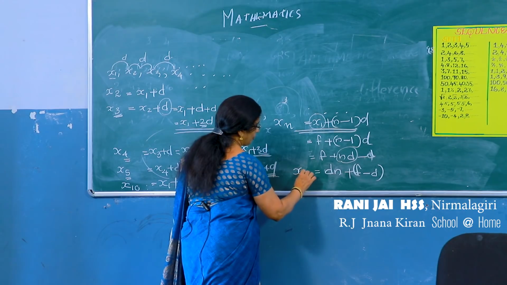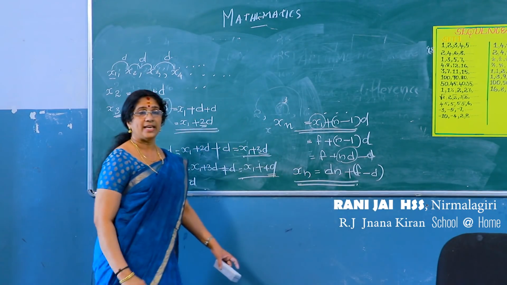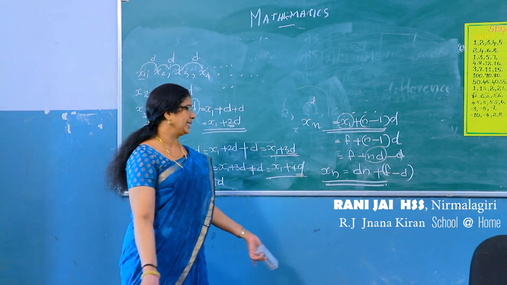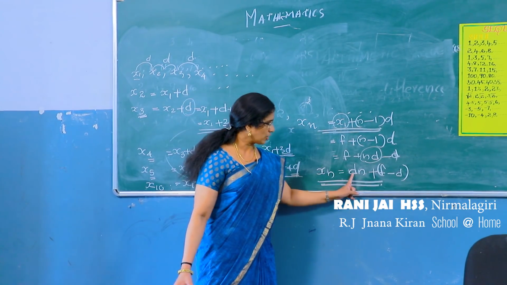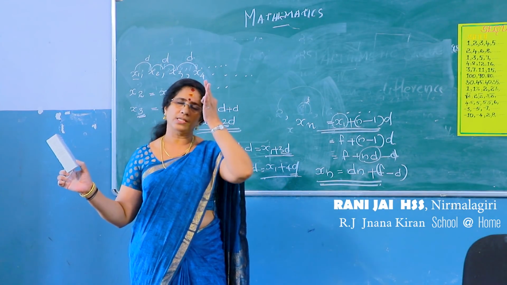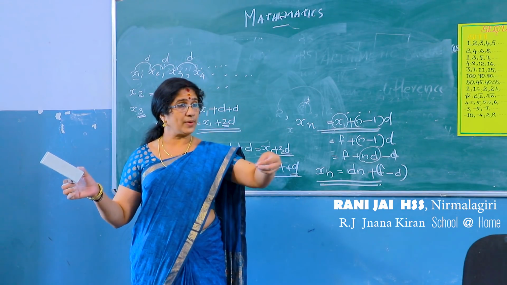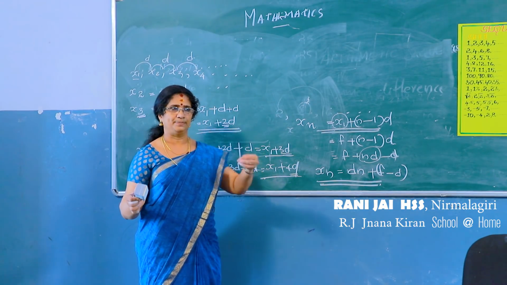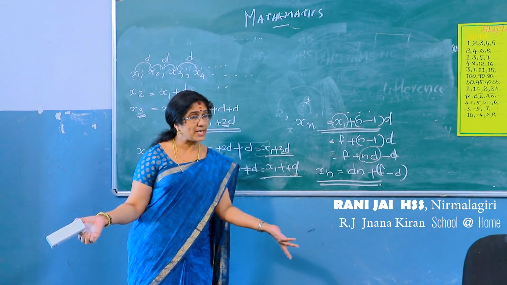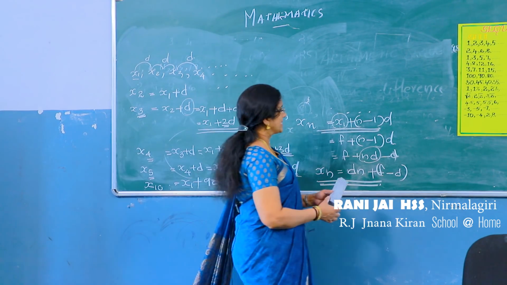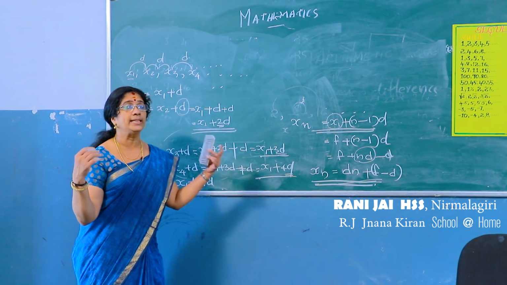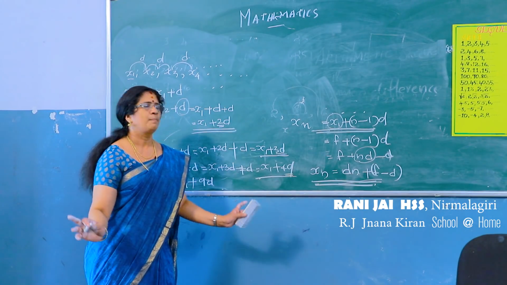Okay children, this is the formula that you have to study to find the nth term of an arithmetic sequence. Very simple, study it now itself. xn is equal to dn plus f minus d, where d is the common difference and f is the first term. Only the first term and common difference are needed to find the nth term. This is very, very important. The nth term is nothing but the algebraic form of an arithmetic sequence. You should learn this formula by heart.